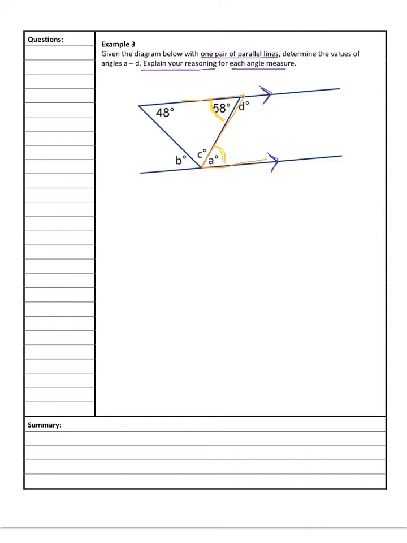So that's going to be our first sentence. So the measure of angle A equals 58 degrees since lines are parallel and alternate interior angles are congruent. All right, so we got one of the four angles down.